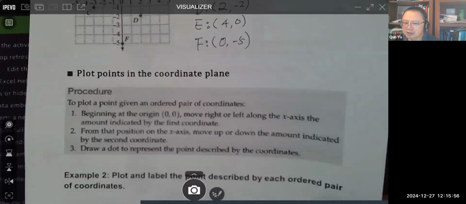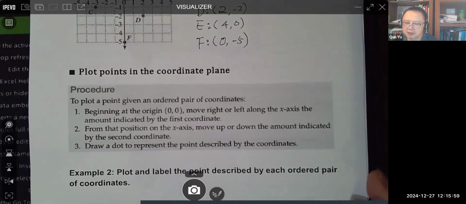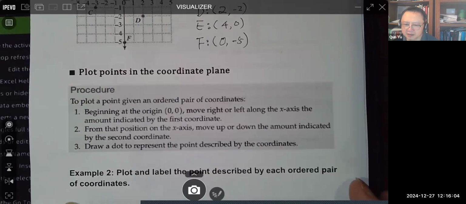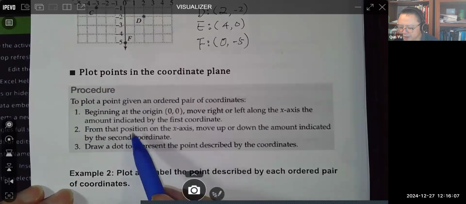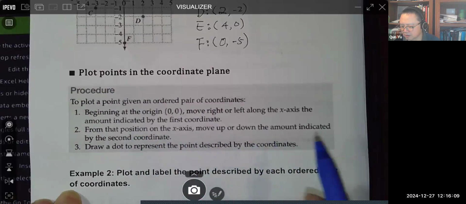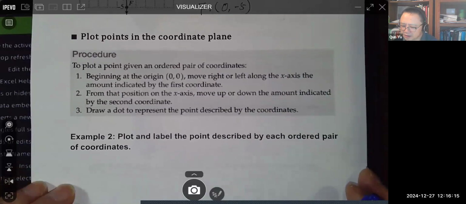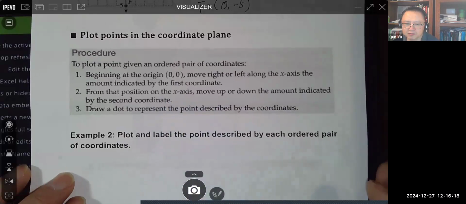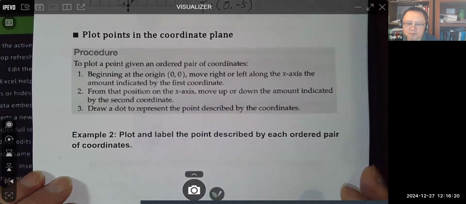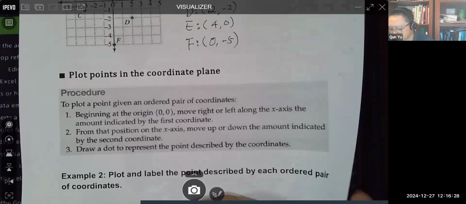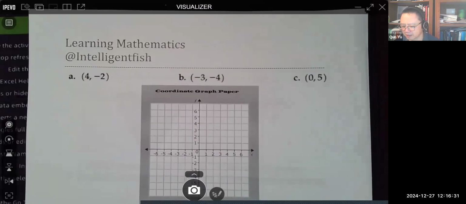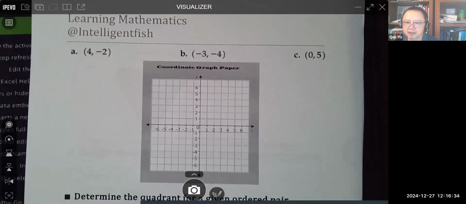Now, the second objective is that we want to plot or locate points in the coordinate system. We don't have to read this. It's very easy to do in this demonstration. If you read the textbook, certainly you need to read this, but you're watching a video. So example 2: plot and label the point described by each ordered pair of coordinates. We are given ordered pairs. We have 3 of these. Let's do it one by one.